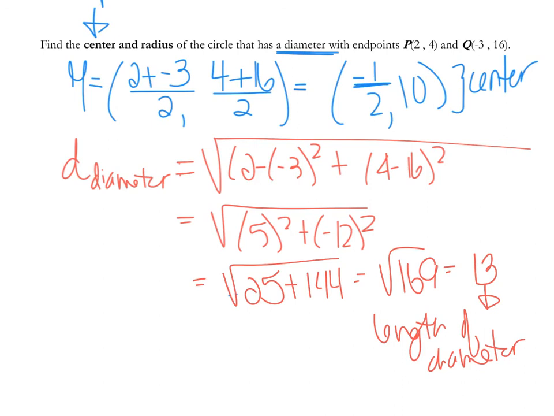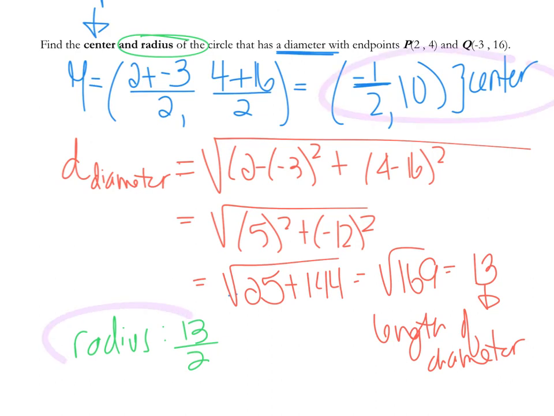Okay. But the question asked me for the radius. So for the radius, I need to take that diameter and divide by 2, because remember that the radius is half the diameter. So again, you could have done this problem 2 different ways, the second part. You could have found the center and then found the distance using the center and one of the endpoints. I just didn't want to have to deal with fractions. So I found the distance of the diameter and then divided by 2 since the radius is half the diameter.